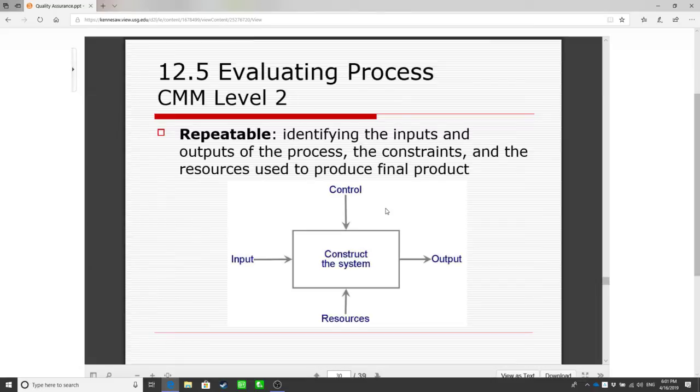It's called repeatable. So in this process, CMM level 2, you can identify the inputs and outputs of the process, also the constraints and the resources to produce this final product.